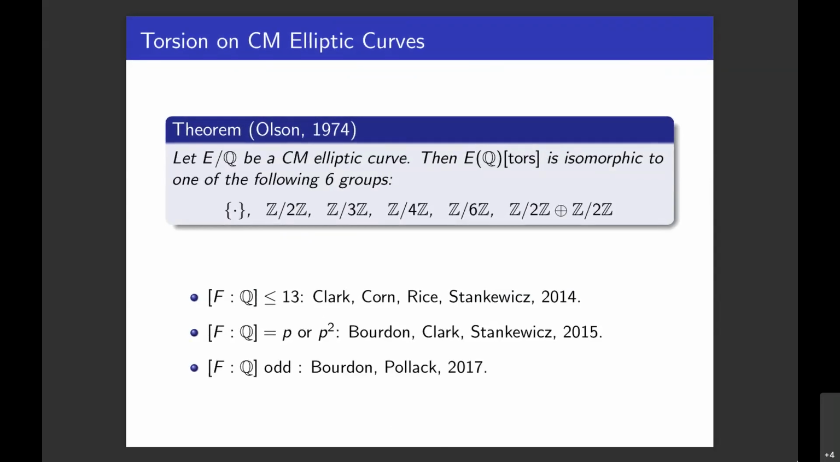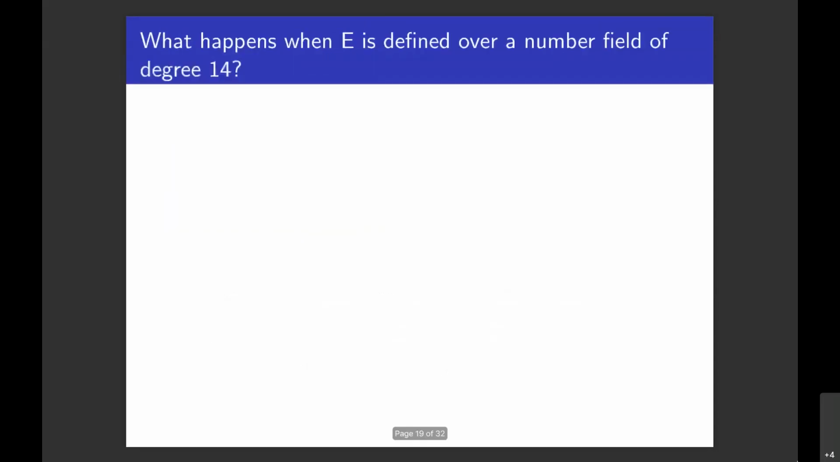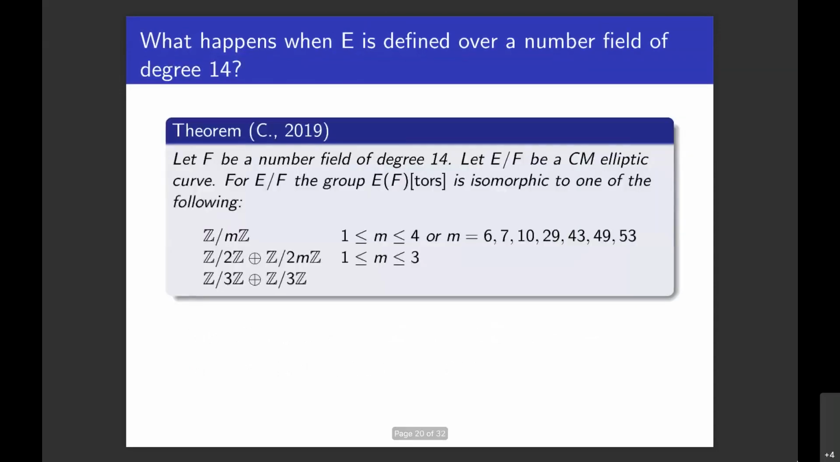Then in 2017, a result of Bourdon and Pollack completed the classification for odd degrees. So we have all the odds, all the primes, except for 2, and then everything up through 13. The natural next question is what happens over a number field of degree 14? That's where I started. If we have a number field F of degree 14 and E is a CM elliptic curve defined over F, the torsion subgroup is going to be isomorphic to one of the following.